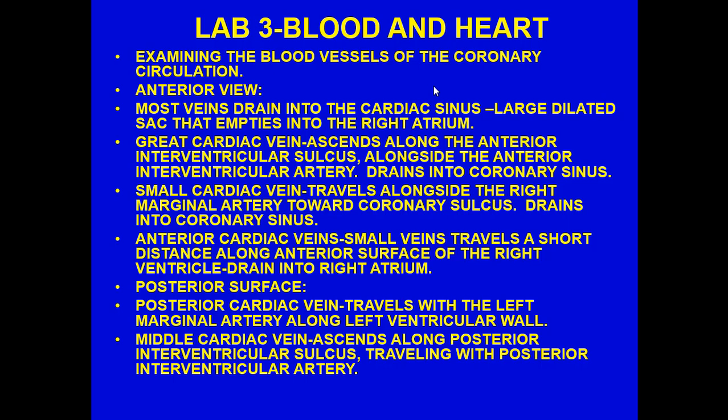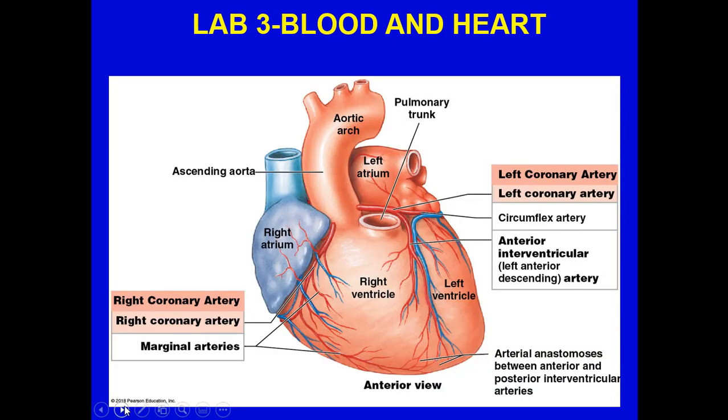Now, what about the posterior surface view? Let's take a look at that for a second. The posterior cardiac vein travels with the left marginal artery along the left ventricular wall. The middle cardiac vein ascends along the posterior interventricular sulcus, traveling with the posterior interventricular artery. It's not uncommon to see both of these running almost next to each other.